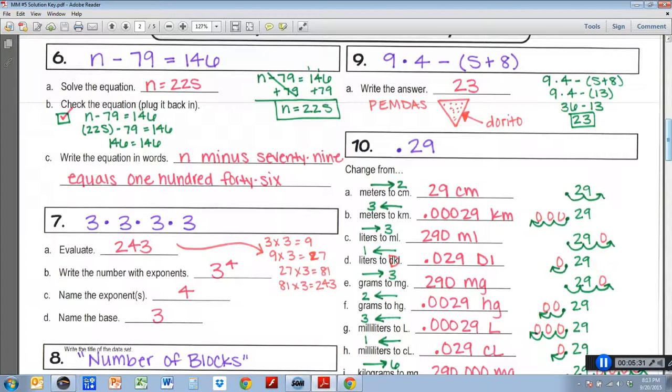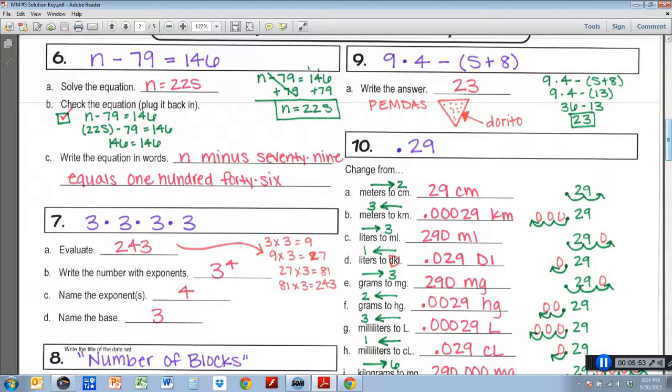So I'm starting by writing the equation, 9 times 4 minus, open parentheses, 5 plus 8, close parentheses. Now I know that parentheses come first, and since there's an operation that is inside parentheses, I'm going to start with that. Let's bring our 9 times 4 and our minus sign down to the next row.